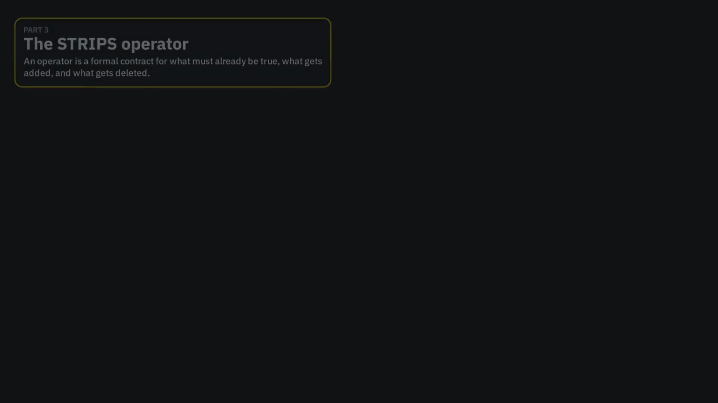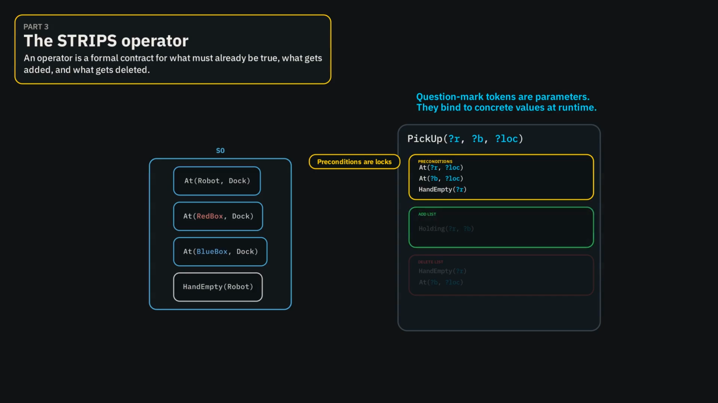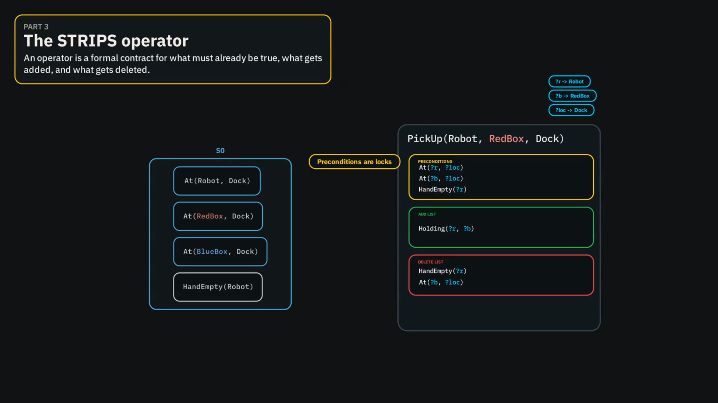A STRIPS operator is a formal contract for a type of action. It has 3 parts. First come the preconditions. Those are the facts that must already be true, or the action is not legal. Second comes the add list, which says what becomes true. Third comes the delete list, which says what stops being true. The schema uses variables. You can think of them as the robot parameter, the box parameter, and the location parameter. If we bind those parameters to robot, red box, and dock, we get one grounded action. Every required fact is present in S0, so the pickup is valid.